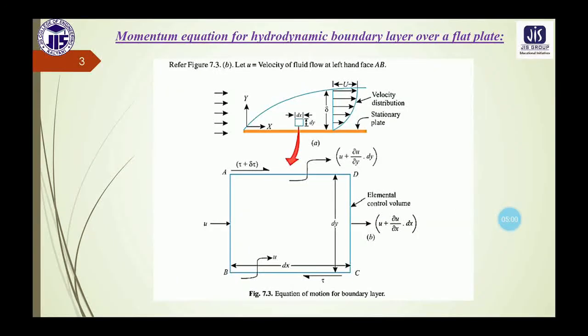So in the next page, in figure number 7.3a, you can see this orange color is the stationary flat plate, and on the left hand side some arrow marks are given, which represent the free stream velocity of the fluid. Now when the fluid is flowing over the stationary flat plate, the boundary layer thickness is gradually increasing, and it is parabolic in nature in case of the laminar boundary layer zone.